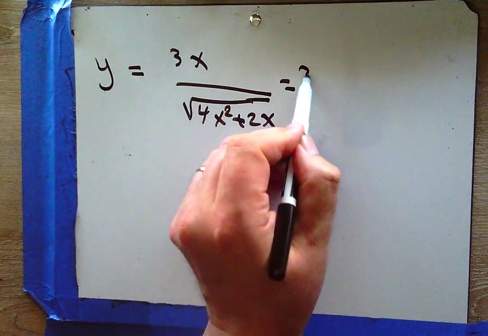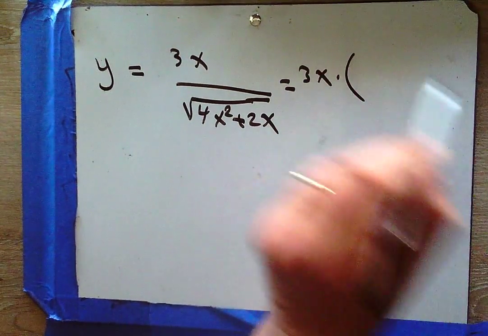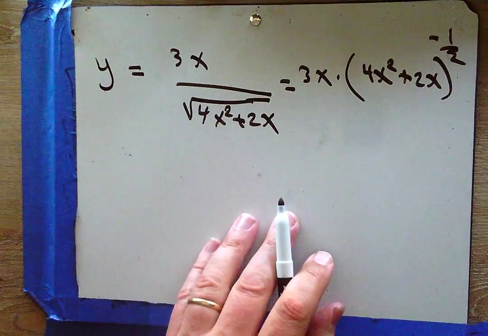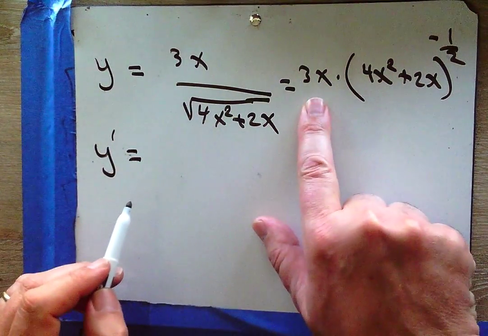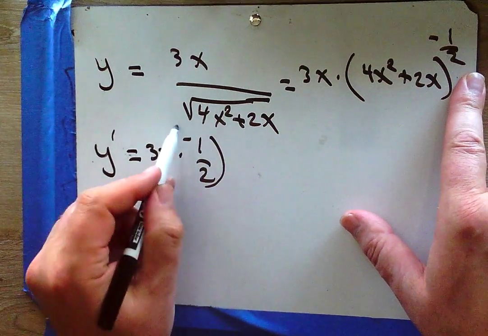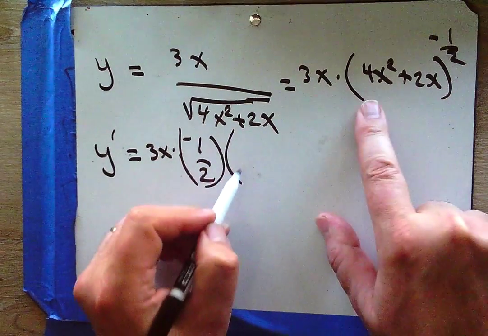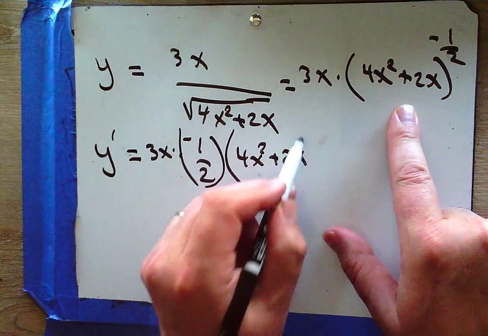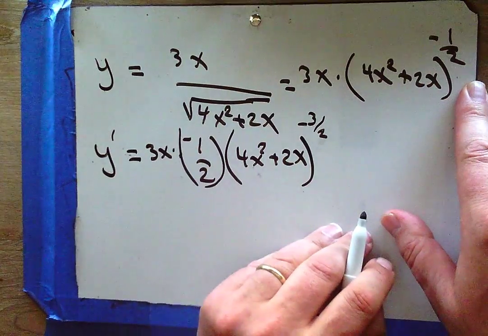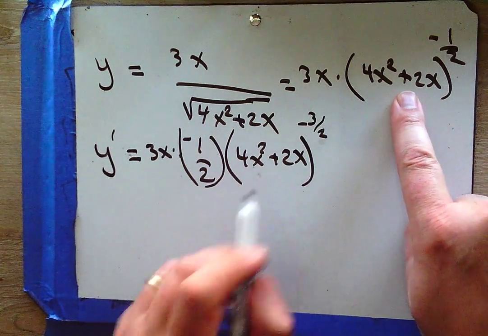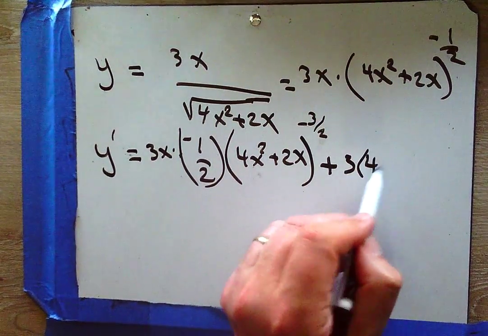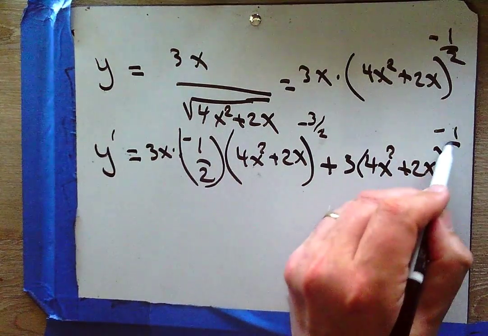So I opted to do the product rule version of this. 4x squared plus 2x to the minus 1/2. So my y prime is this times the derivative of that. Bring down that negative 1/2 times, leave the inside function alone. Don't forget to subtract 1. Are we done? No, that's just the first half of the product rule. This times the derivative of that. Now we need to add this times the derivative of that. 3, 4x squared plus 2x to the minus 1/2.